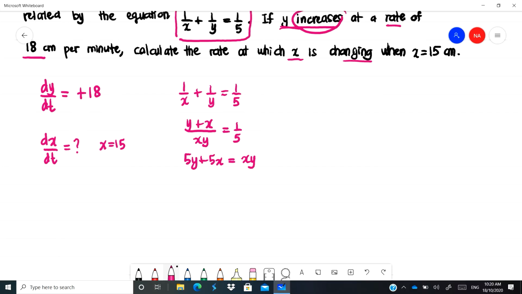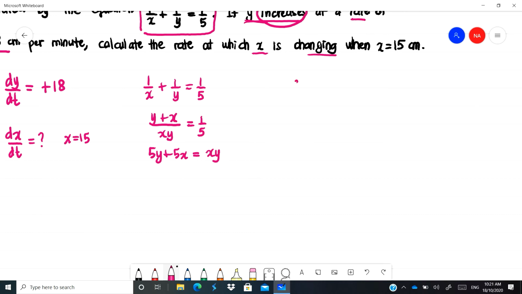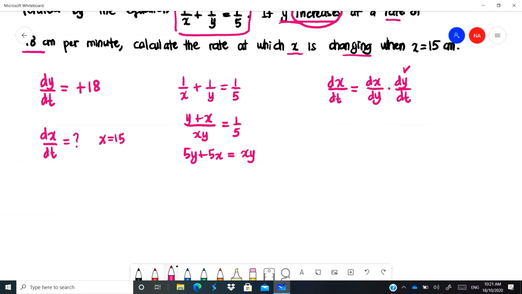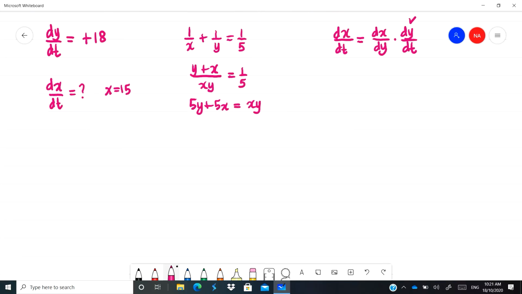All right, so we know that we want to find dx over dt. To do that, I'll just write the formula for dx over dt first. So in this case, dx over dy multiplied with dy over dt. We already have the value of dy over dt, which is given by positive 18, and dx over dt we want to find, and dx over dy can be determined. So we will have to differentiate dy over dx, or dx over dy in this case, it doesn't matter.